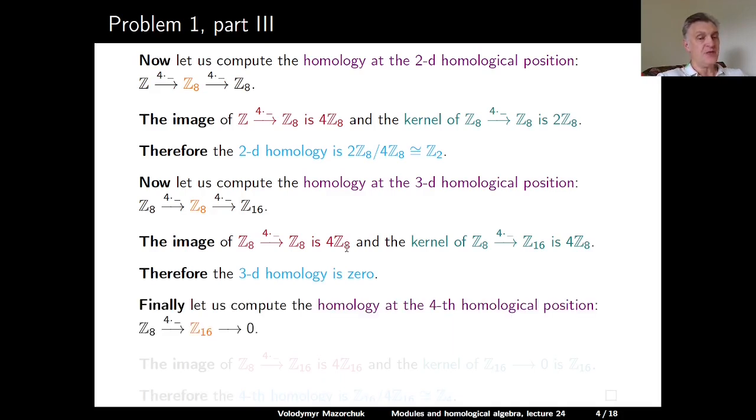Finally, we compute the homology at the fourth homological position. There we have Z16. The incoming map is 4 times from Z sub 8, and the outgoing map is 0.